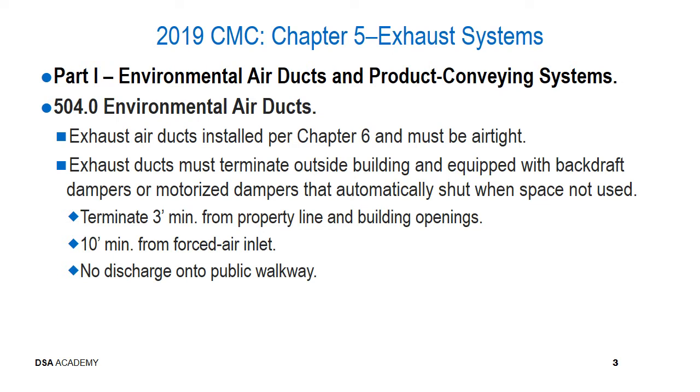The exhaust ducts are required to terminate outside the building and be equipped with backdraft dampers or motorized dampers that automatically shut when the space is not used. These ducts are required to terminate a minimum of 3 feet from the property line and from any building openings, terminate 10 feet minimum from any forced air inlet, and are not permitted to discharge into a public walkway.